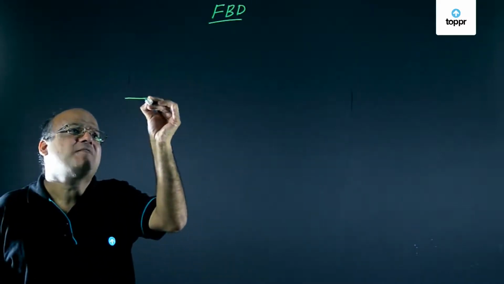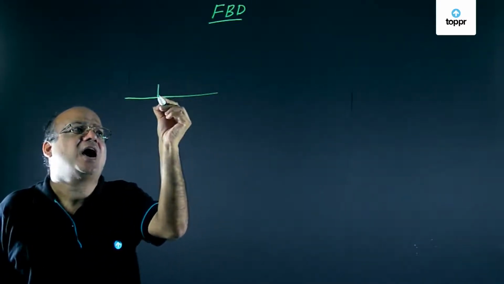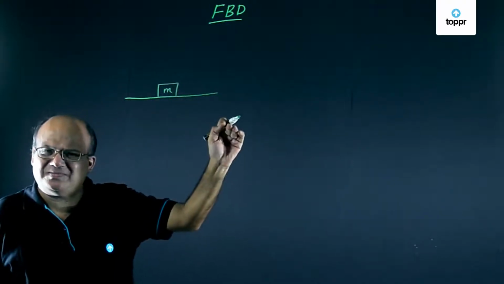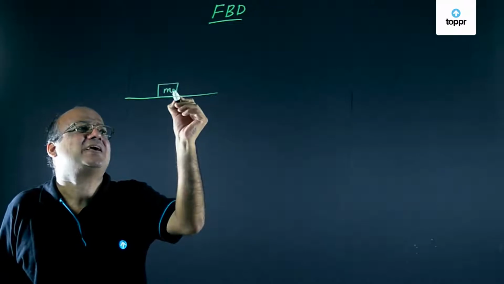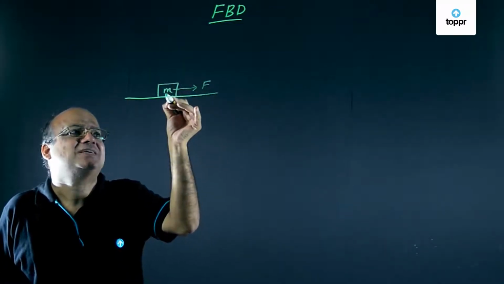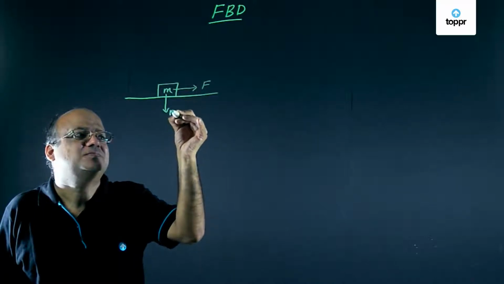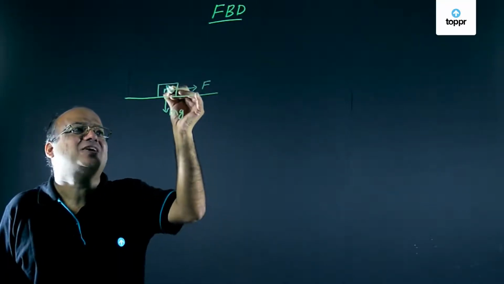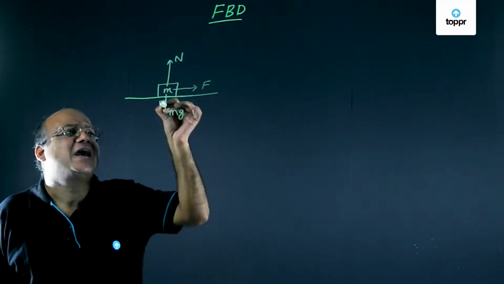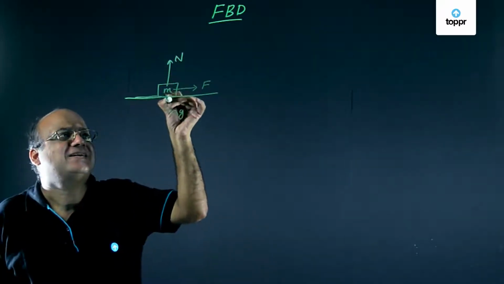So suppose we have a problem like this. A mass M is resting on a table and somebody is applying some force F here. The weight will be acting down. The normal reaction will act perpendicular to the surface and friction will act like this.